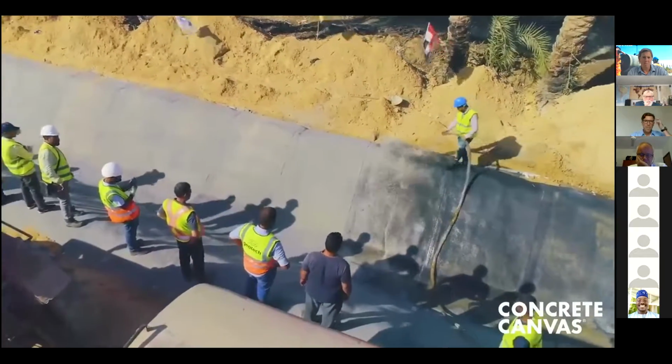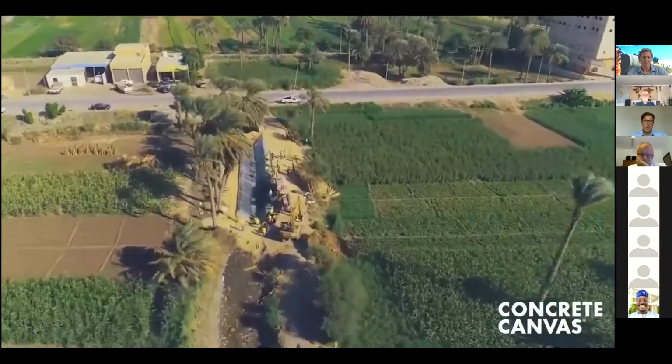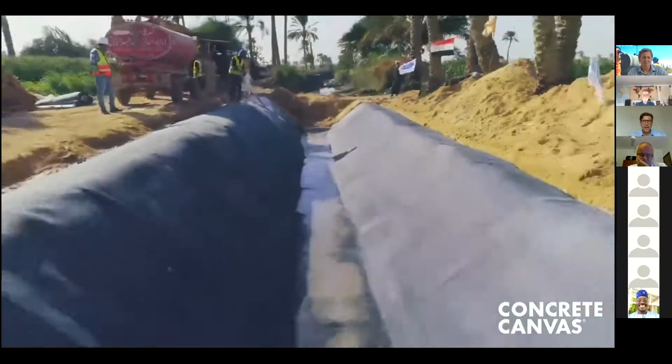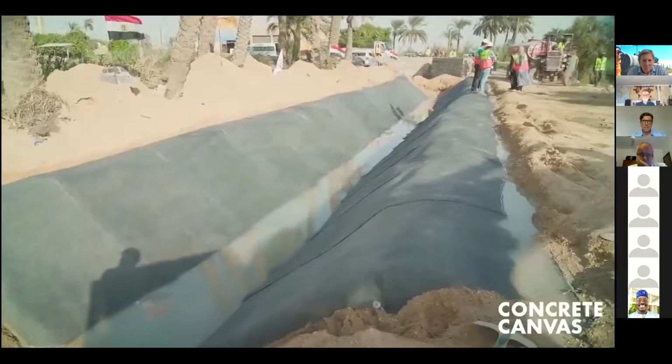And the approximately 400 square meter trial was completed by a team of 10 installers in less than a day and was a very successful demonstration of speed and ease of installation.